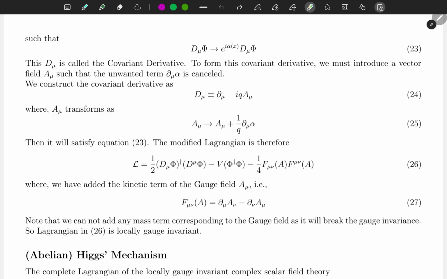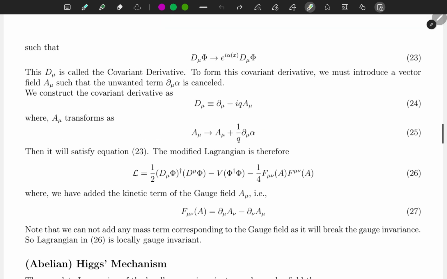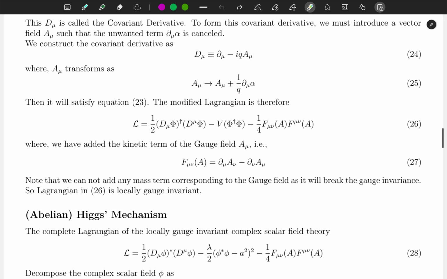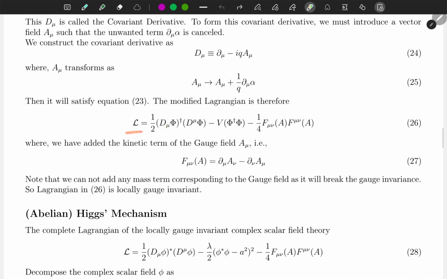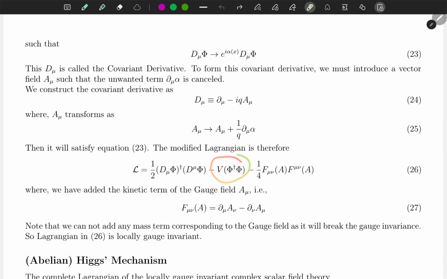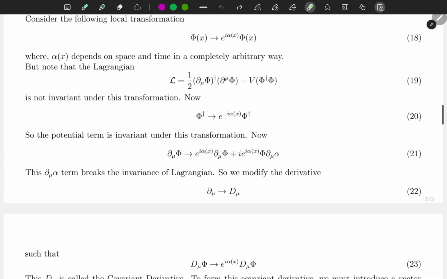And A mu must transform as this thing. You may check that it should transform like this, otherwise the theory will not be gauge invariant, meaning this thing will not transform as this. So this is called the gauge transformation of the gauge field. Now the modified Lagrangian will be: you just replace the partial derivative terms by D mu, and the potential remains the same. The potential always remains the same.